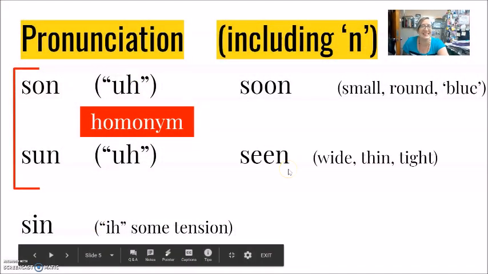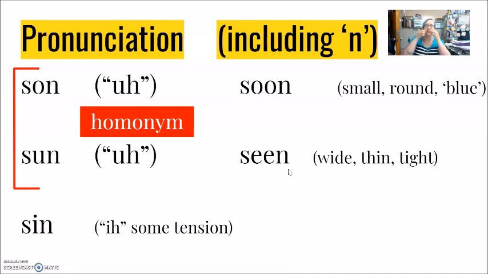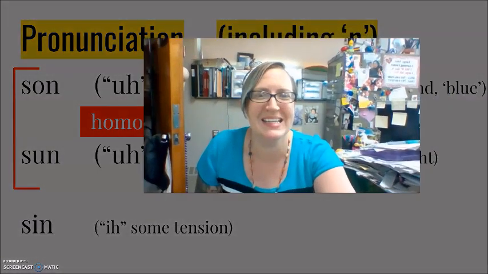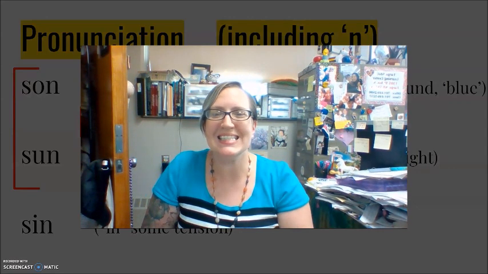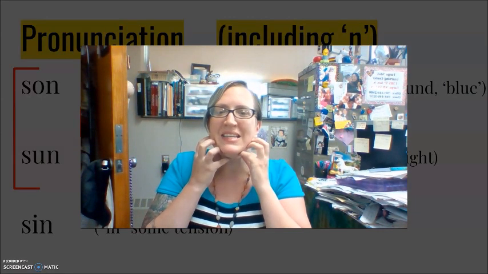Then we have seen, een. My lips are really wide and really tight, and I can feel the tension in my cheeks around. Seen. Sin, seen. The difference between sin, seen. My een is even tighter.